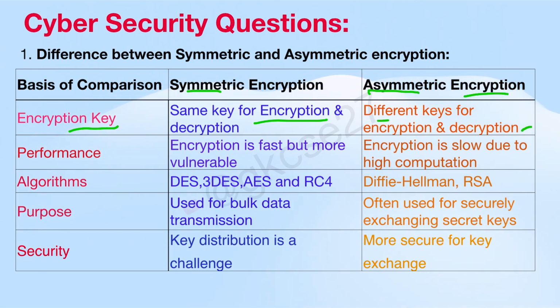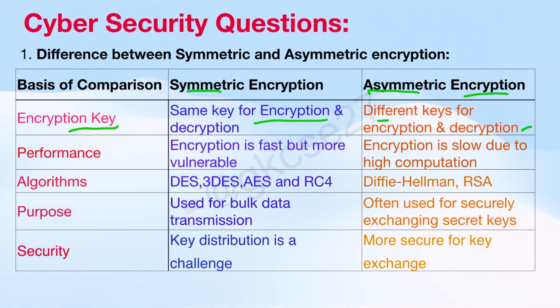Performance: in symmetric encryption, encryption is fast but more vulnerable. Vulnerable means it is more prone to risk, so it is not much safe. In asymmetric encryption, encryption is slow due to high computation. Of course, it will be more secure. Algorithms for symmetric: DES, 3DES, AES, RC4. Asymmetric encryption algorithms: Diffie-Hellman, RSA.